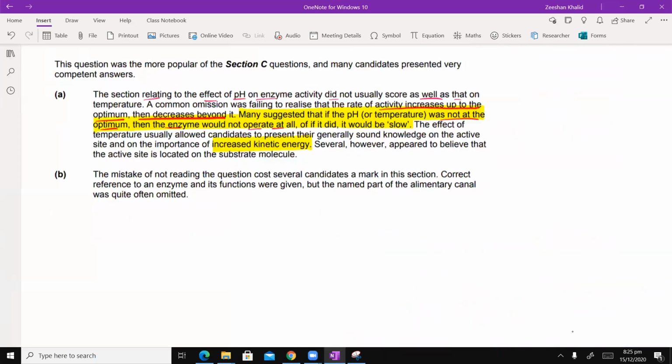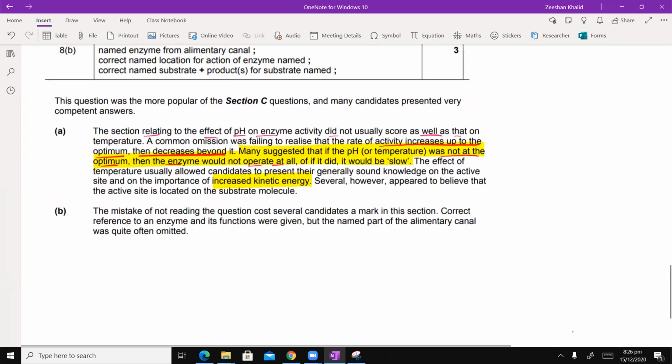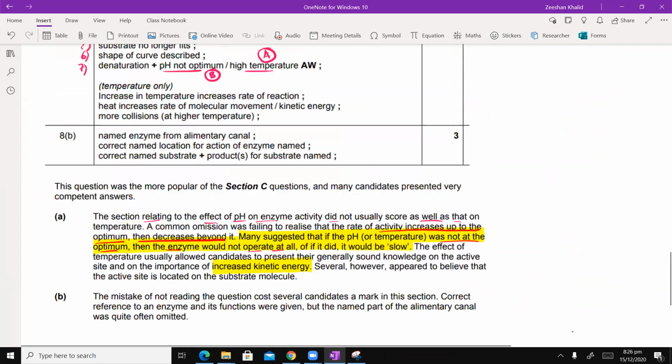All right. Several, however, appear to believe that the active site is located on the substrate molecule. Of course, you are good kids, you won't make up nonsense like this.